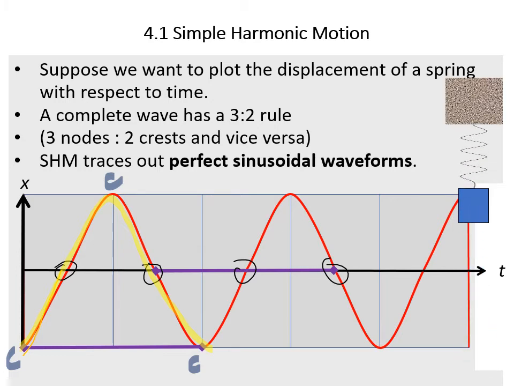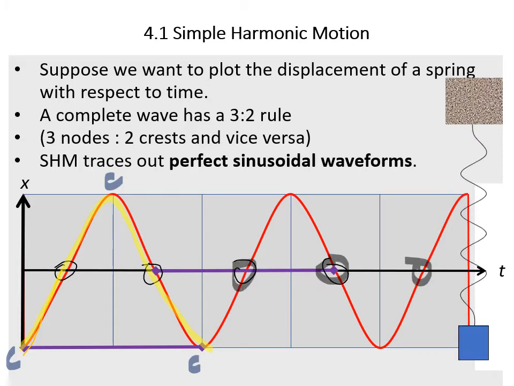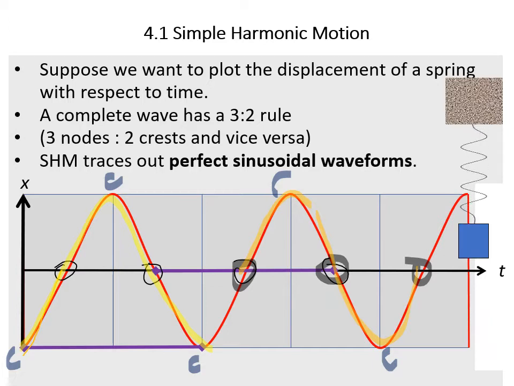If I start here at this position, we can see I can have 3 nodes, 1, 2, 3 nodes, and 2 crests. So one complete cycle, one complete wave follows a 3-2 rule, where you have 3 crests, 2 nodes, or 3 nodes, 2 crests. This looks like a sine wave right here, and this is more of a cosine wave. It's a negative cosine wave, but this would be a cosine wave.